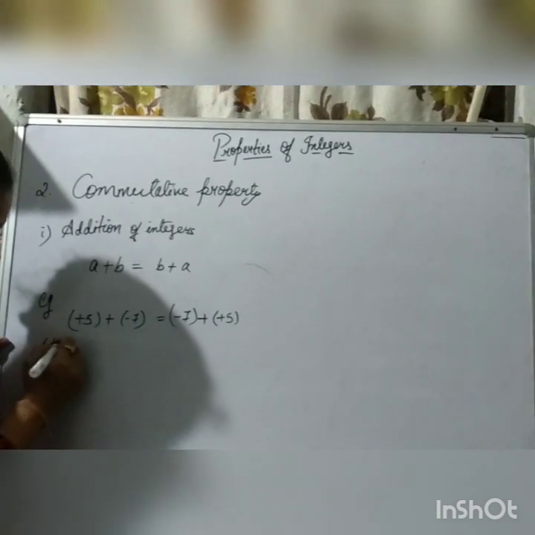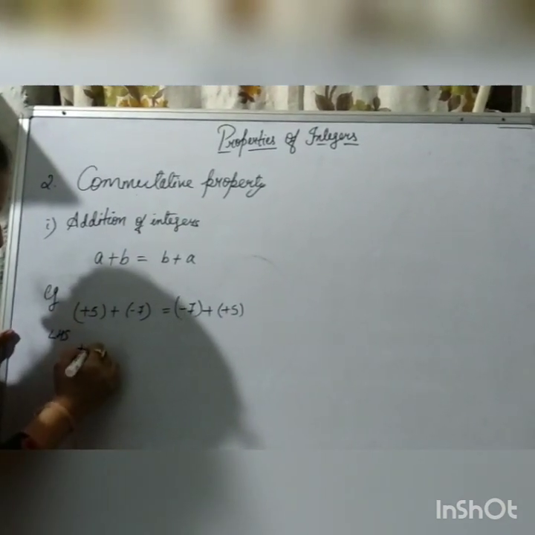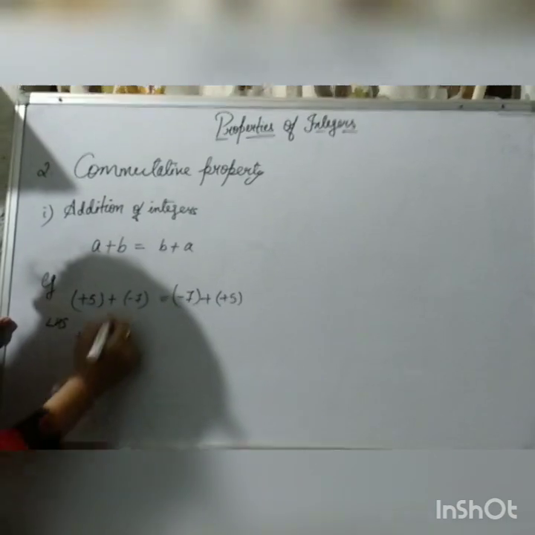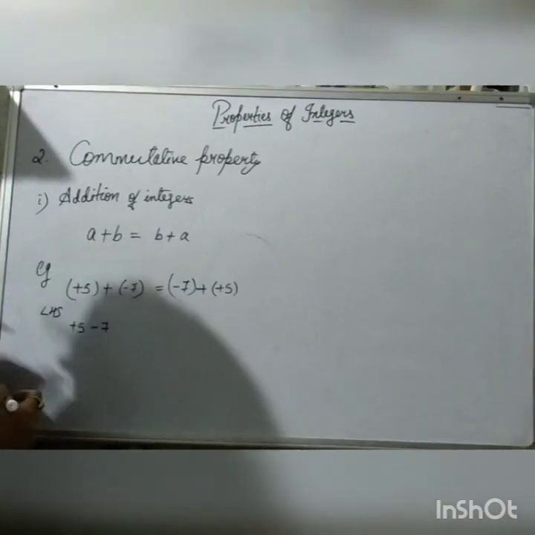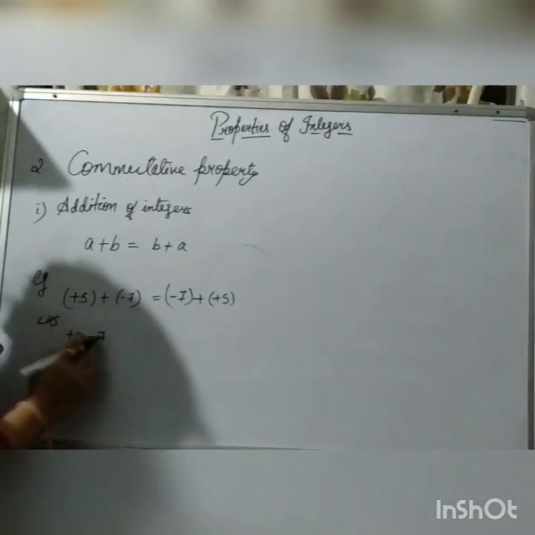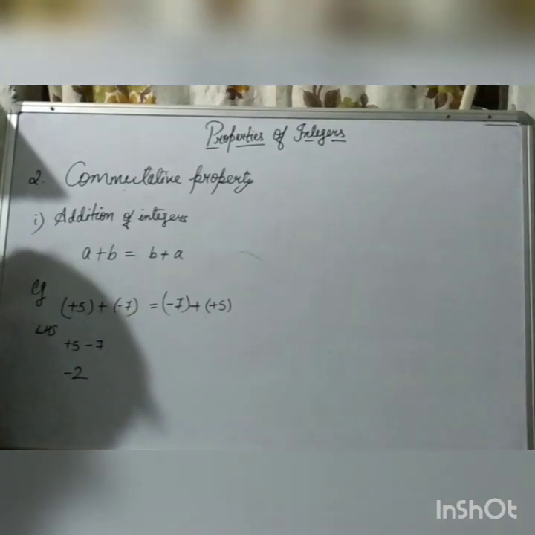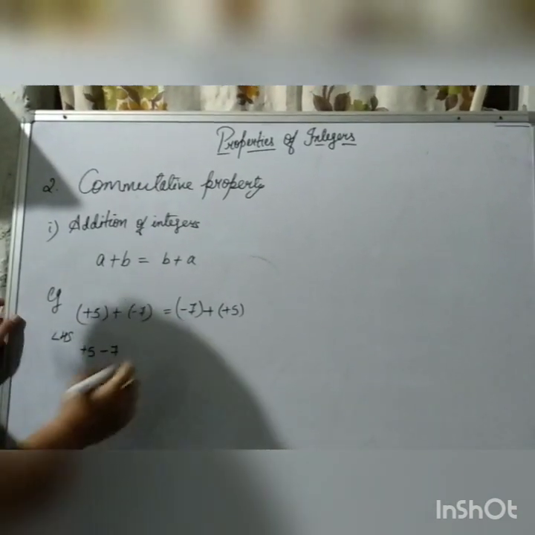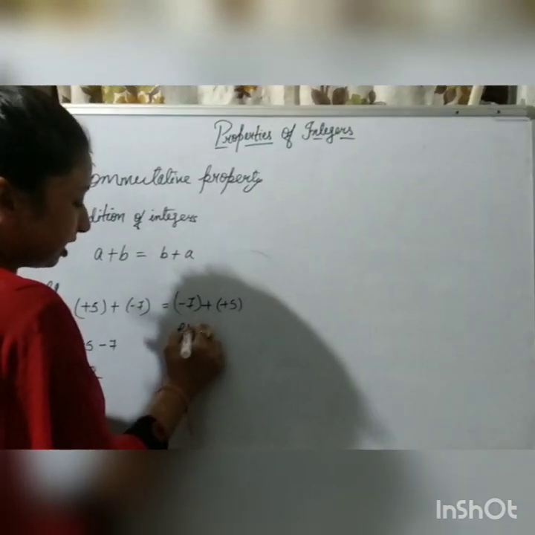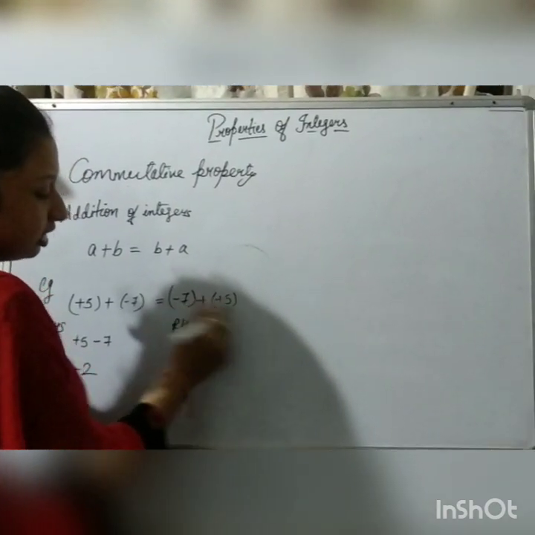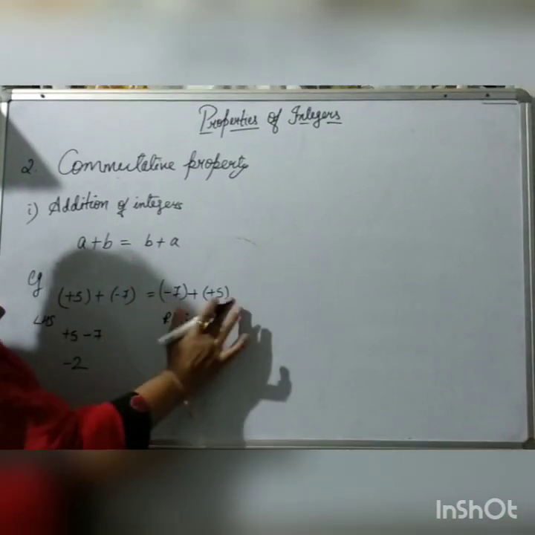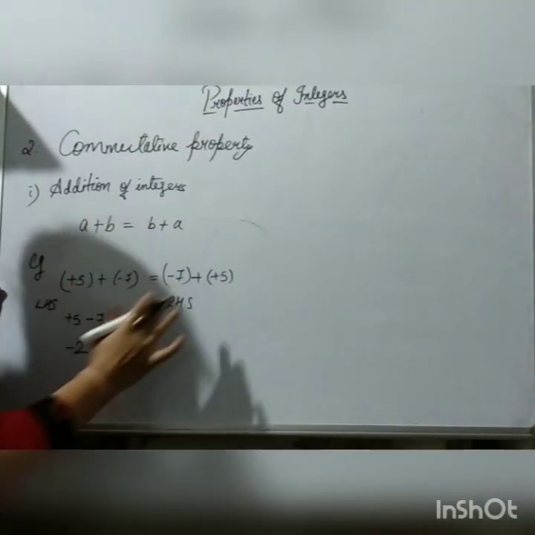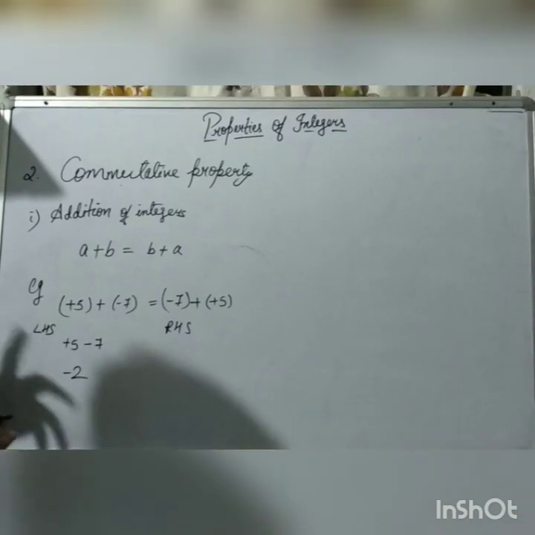So let us take the left hand side first. If I take plus 5 and this plus will multiply with minus, the 7 will get a minus sign. That means plus 5 minus 7. Here plus and minus, 7 minus 5 is 2, and 2 will get the sign of the bigger numerical value. So what is the answer here? Minus 2. Now we'll check the right hand side. See here, I have changed the order, but I have not changed the sign. You can see I have only changed the order. That means if I change the order in addition of integers, then it will be equal.